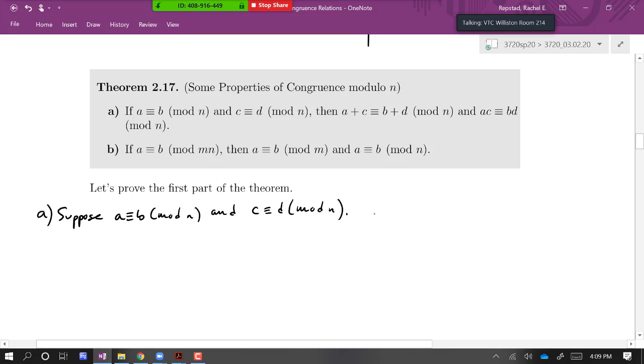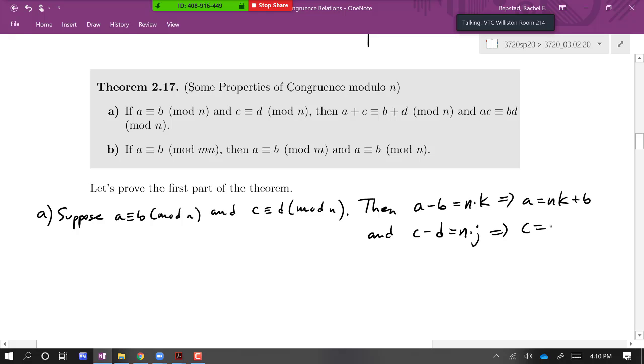That gets us some things, right? That allows us to write a couple of equations. If A is congruent to B mod n, that means that A minus B is some n times k. Or, rewriting this, A is nk plus B. And similarly, since C is congruent to D, C minus D is n times j, or C is n times j plus D. There are these integers k and j that exist that make this true.